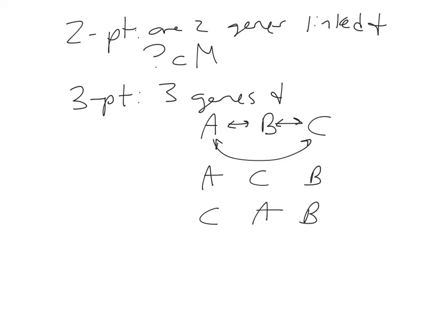Fortunately for you, there's only 3 different orders for 3 genes that you can have. Those are the 3. So you've got a third of a chance of getting the order right by guessing. That's not going to get you any points.